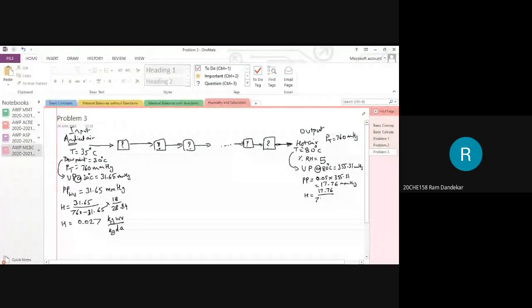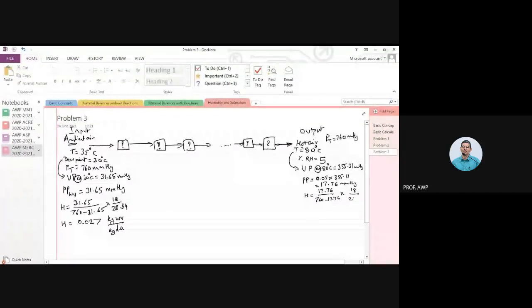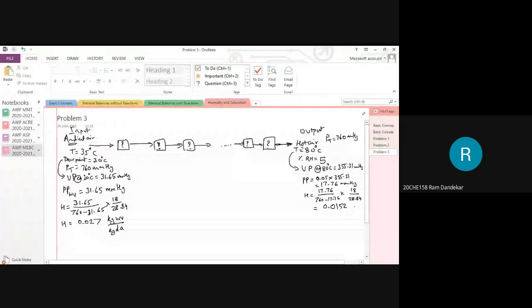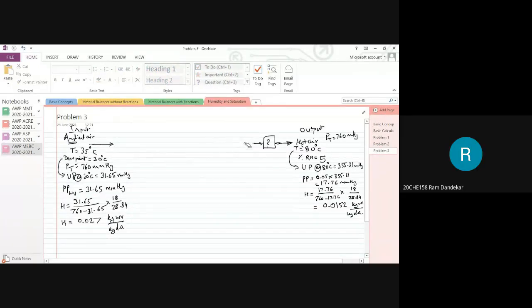All right. So now humidity is 17.76 divided by 760 minus 17.76, multiplied by 18 divided by 28.84. What is the value? 0.0152 kgs of water vapor per kg of dry air. Okay, now what do you think? Sir, since the initial temperature is 35 degrees Celsius and the final temperature is 80 degrees Celsius, whatever kg of water vapor were in the input should be equal to the water vapor in the output.